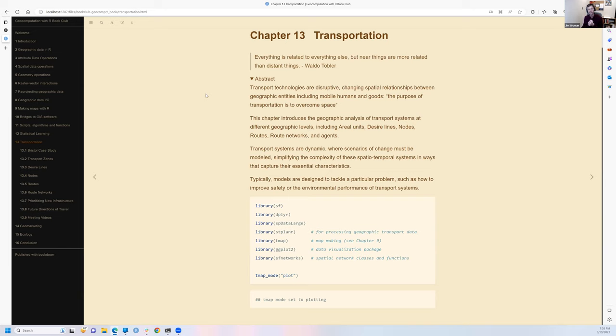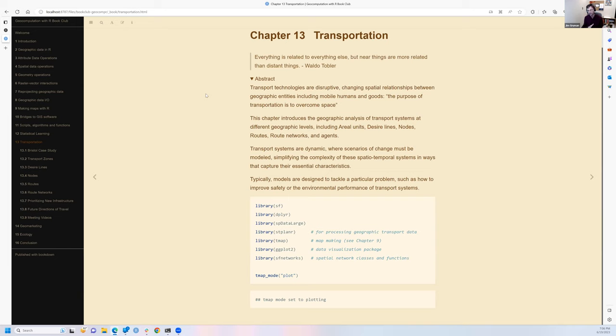In this chapter, we'll talk about areal units with the map real quickly, and then desire lines between those areal units, discussion of nodes, building routes, route networks, and then a mention of agents. All of this is dynamic. So there are resources to look at systems like traffic or water flow where what is happening in the world is changing, or there's a capacity maybe on a road or a bike path.